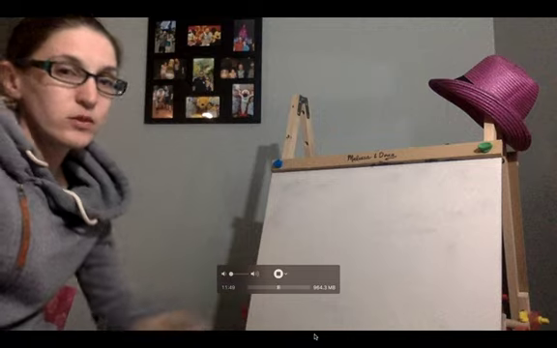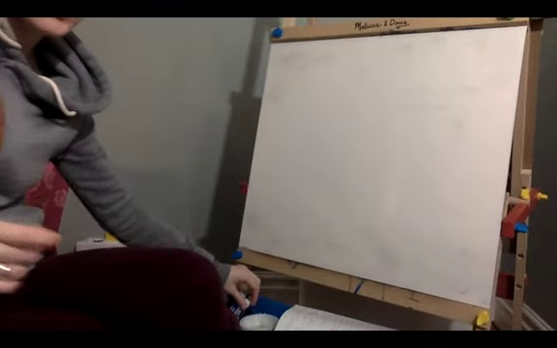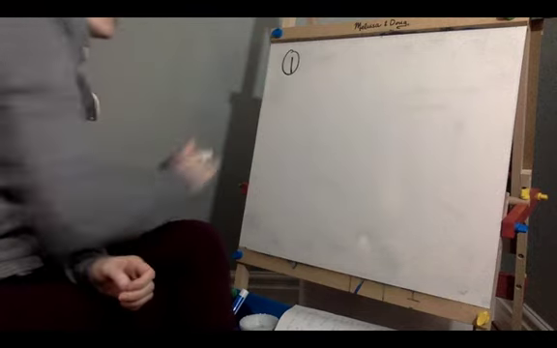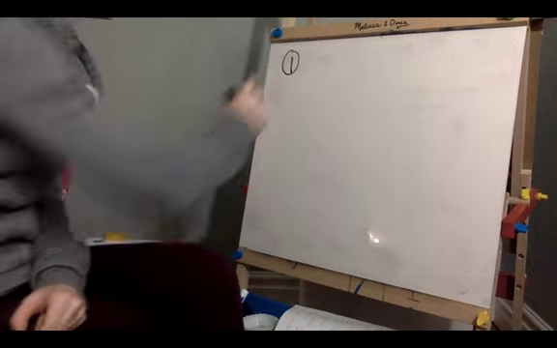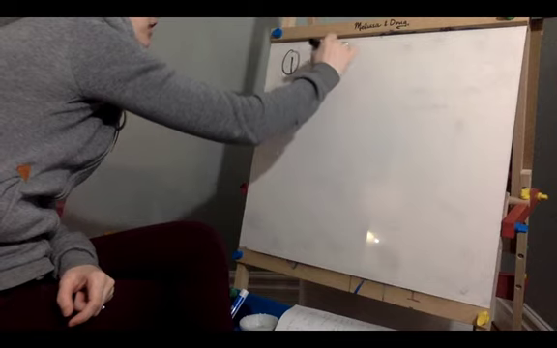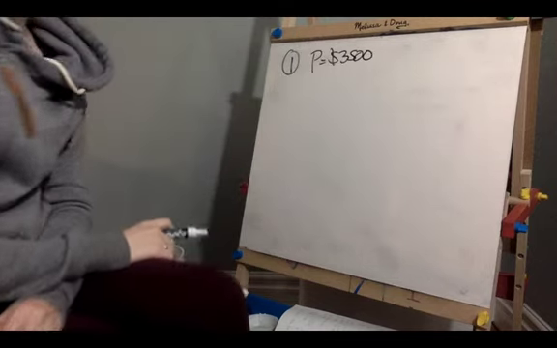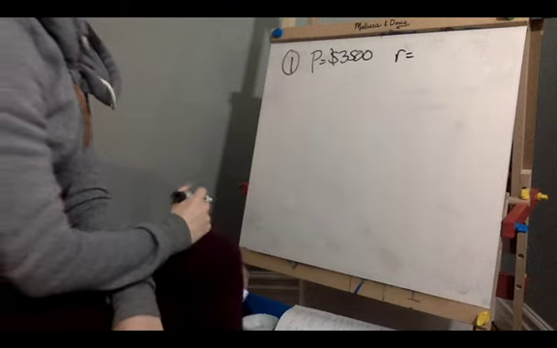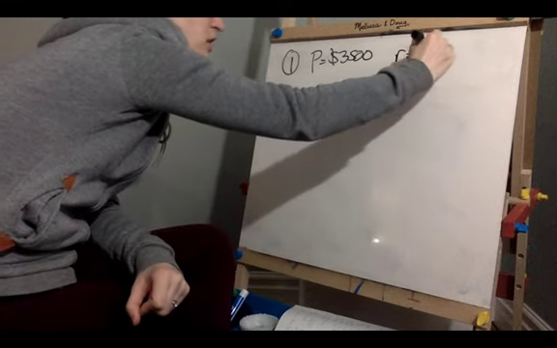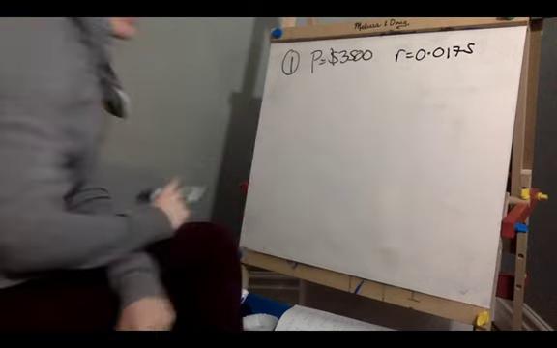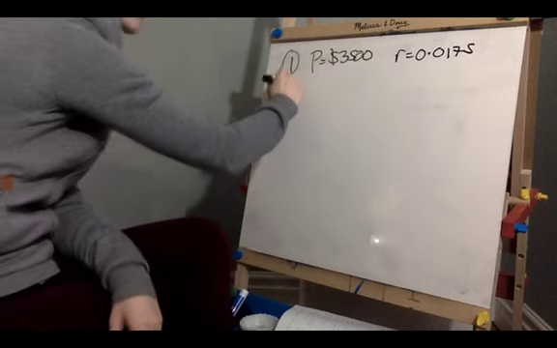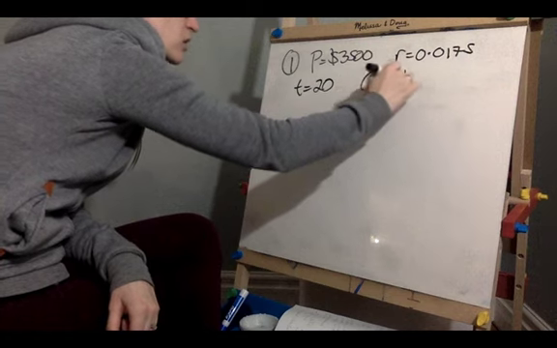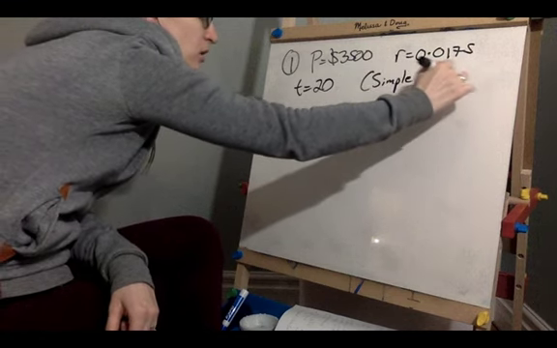All right, so the information that we had from this particular one was we knew how much was being invested. We had a principal amount of $3,500. We were told that the interest rate was 1.75%, so I'll put that as a decimal, 0.0175, and it was over a span of 20 years, so our value for T was 20. We were also told that this was a simple interest account, right?